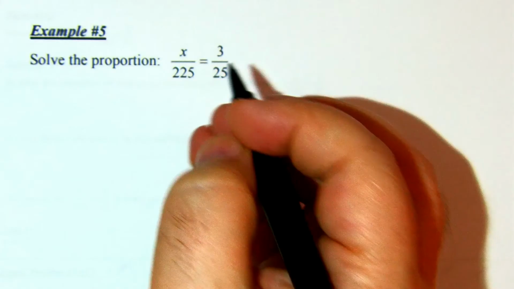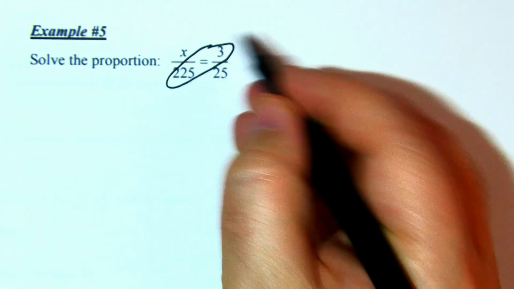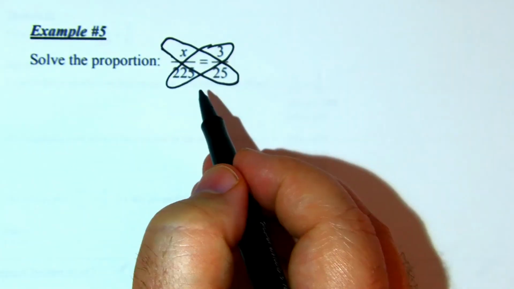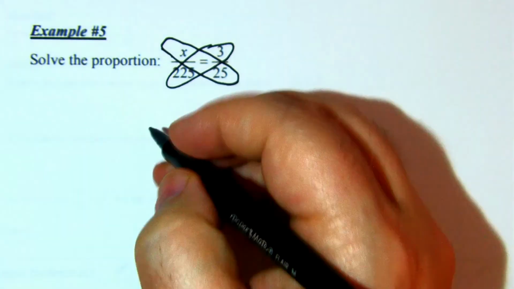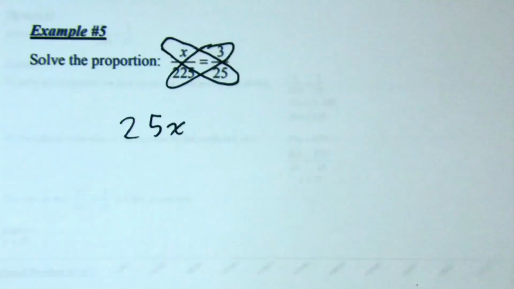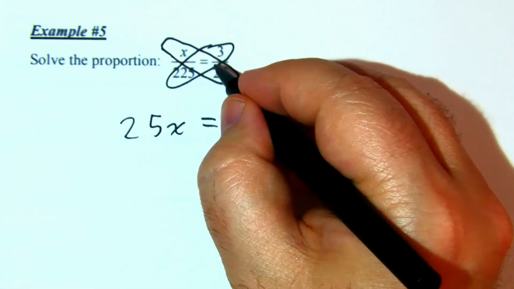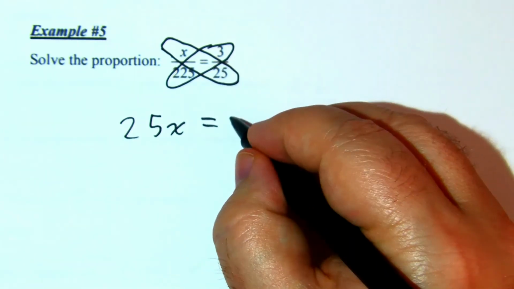And here goes. The cross product in either direction, so there's one going this way, and there's one going the opposite way. I usually like to dig out the one that has the x in it first and write that on the left. So x times 25 is 25x. And that has to equal the cross product the other direction. And it doesn't matter what order you put those 2 numbers in as long as you multiply them.